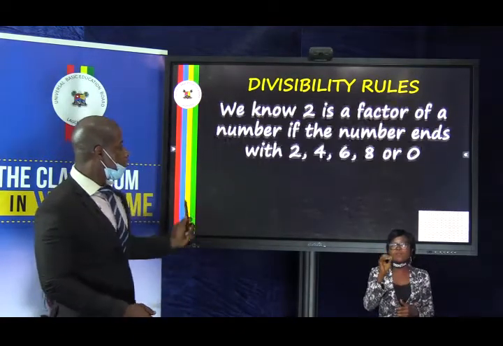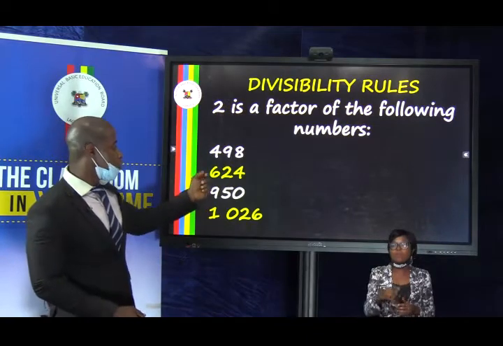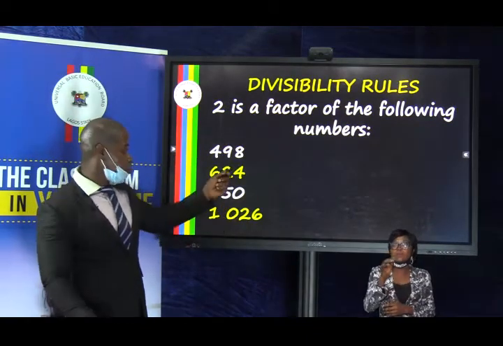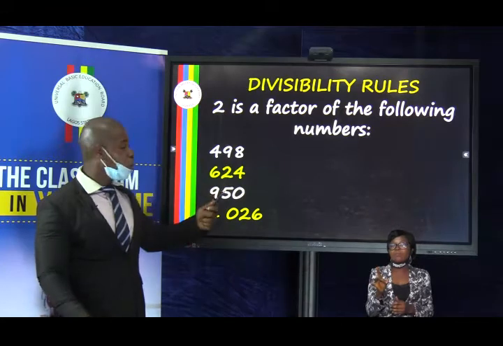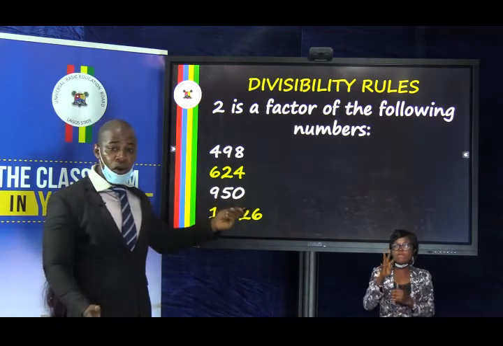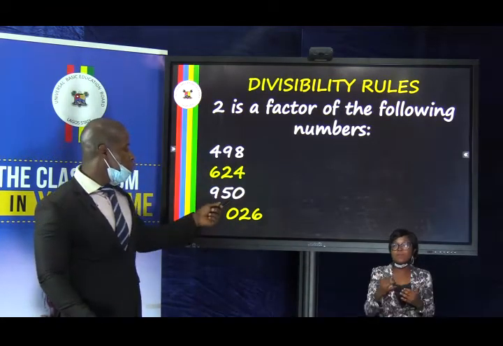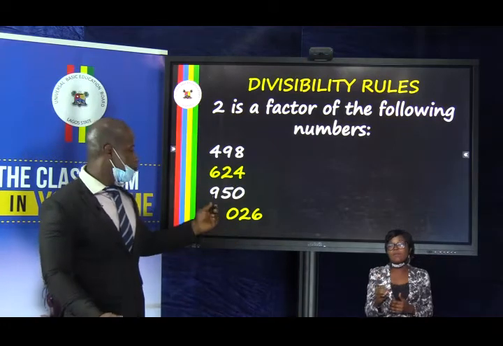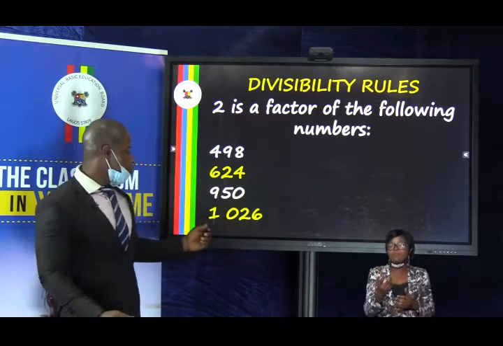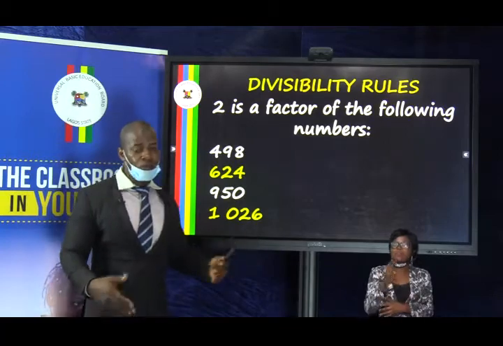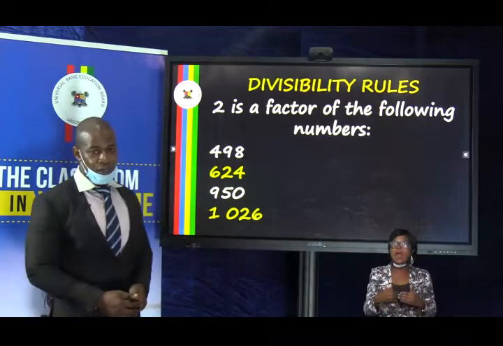Okay, so let's check out. 2 is a factor of this number, 498. No matter how big the number is, 8 ends it. So 2 is a factor of the whole number. 624, 4 ends it. So 2 is a factor of the whole number. 950, 0 ends it. 2 is a factor of 950. 1026, 6 ends it. So 2 is a factor no matter how big it is.